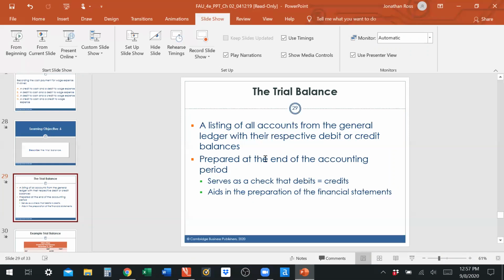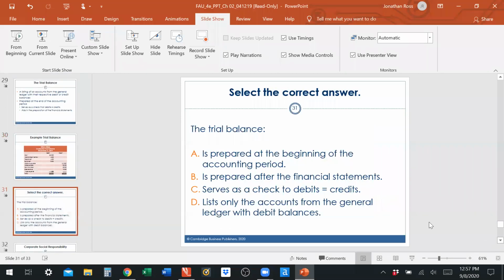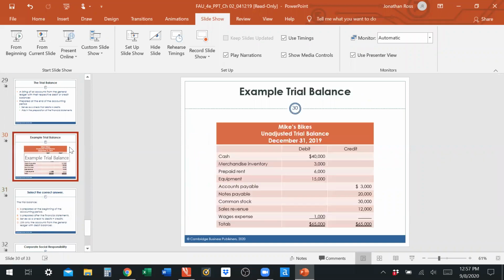So you prepare the trial balance at the end of the accounting period, and it serves as a check that debits equal credits. It also serves as a check that assets equal liabilities plus owner's equity. And it helps you to prepare the financial statements. So here's the trial balance for Mike's Bikes, unadjusted, of course.